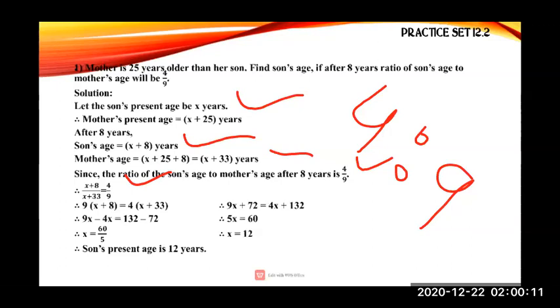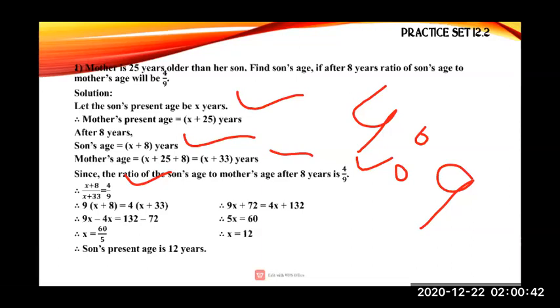See here first we have assumed the son age x, then after 8 years x plus 8 will become the son age. x plus 25 plus 8, that is x plus 33, will be the mother age after 8 years, because we have to find that same thing after 8 years. Now after 8 years, the son age to the mother age will be x plus 8 upon x plus 33 equal to 4 upon 9.